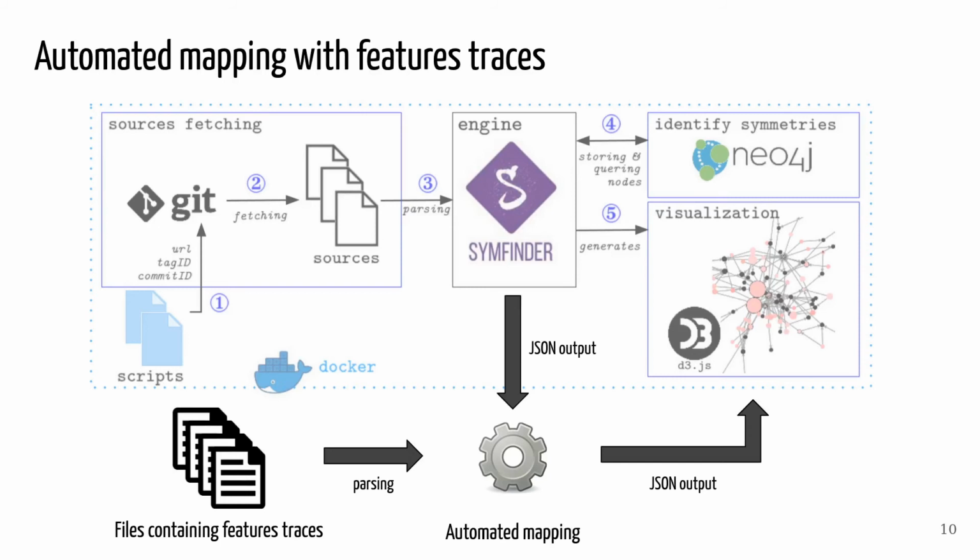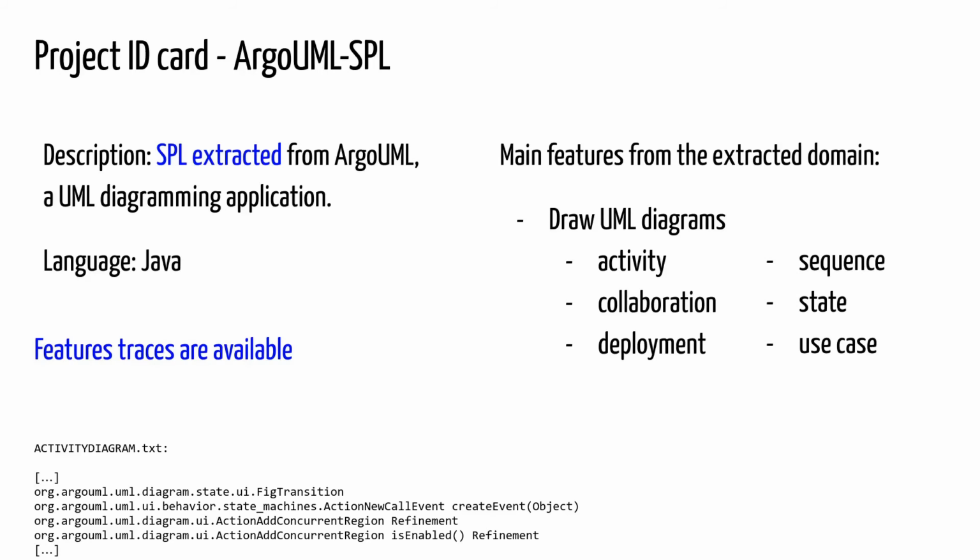One such project with existing traces is Argo UML SPL, which is a software product line extracted from Argo UML and a well-known case study for feature identification and feature location techniques. The code bases have been annotated, and traces from the features to the code bases implementing them have been extracted. The identified features correspond to the different types of UML diagrams that can be drawn using Argo UML. Let's have a look at the results of the mapping between these traces and the variation points and variants identified by symfinder.